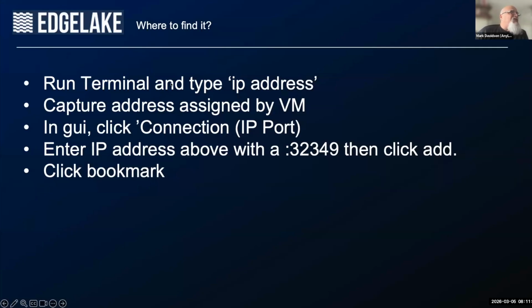Once you install it and get it up and running and load the GUI, you need to program into the GUI the VM IP address that's assigned to you. It's going to be different for everyone. So you need to run a terminal and get the IP address of the platform, capture that IP address, and when you have the GUI up, click connection IP port and enter the IP address with a :32349.